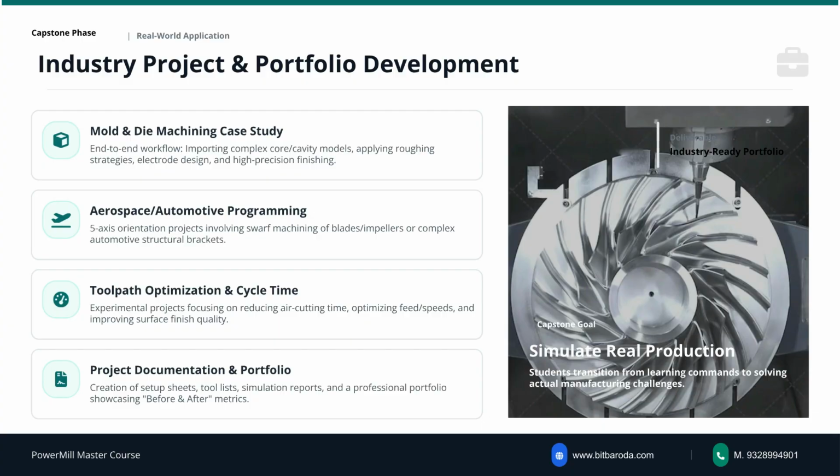The capstone phase focuses on real-world application and portfolio development. You will work on case studies in mold and die machining and aerospace/automotive programming using 5-axis orientation. The goal is to transition from learning commands to solving actual manufacturing challenges.